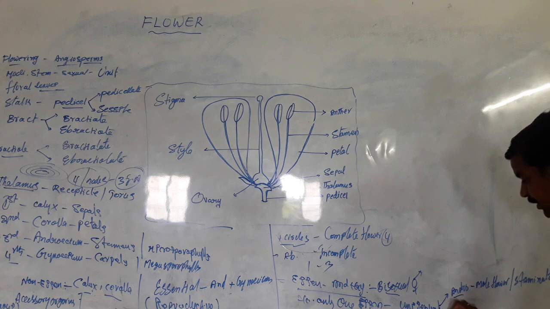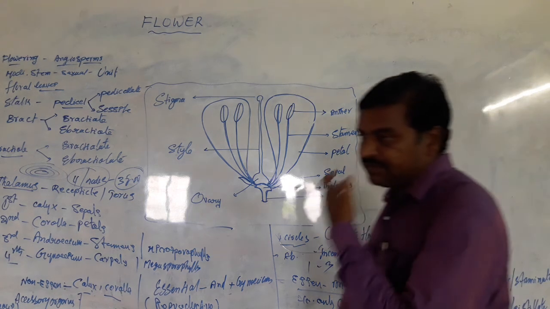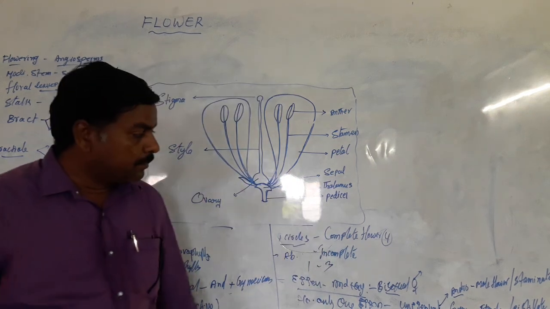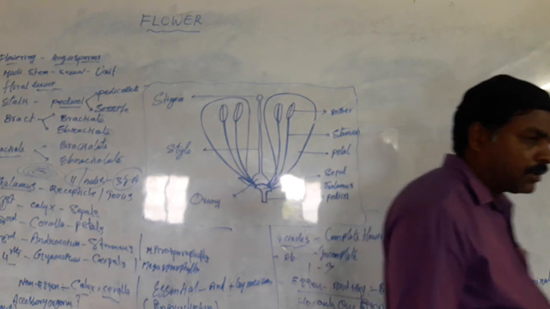At the same time, a unisexual flower with gynoecium only, without androecium, that is called a female flower. This is also called a pistil or pistillate flower. These definitions are very, very important. Pistil or pistillate flower. Okay, very, very important.